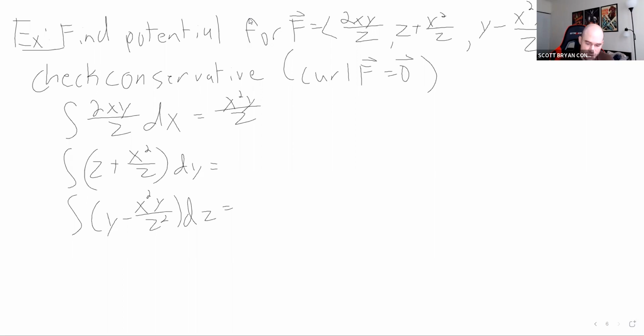So z plus x squared over z, when we integrate with respect to y, z becomes yz, and x squared over z becomes x squared y over z. And y minus x squared y over z squared, y becomes yz. And when we integrate minus x squared y over z squared, that's z to the negative 2, so when we integrate, that becomes negative z to the negative 1. So we get minus negative, so plus x squared y over z.